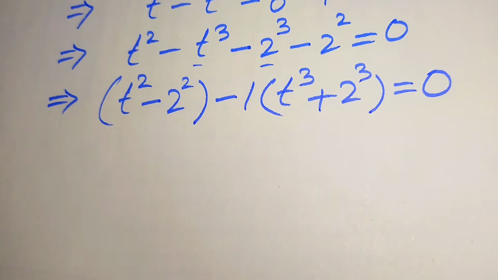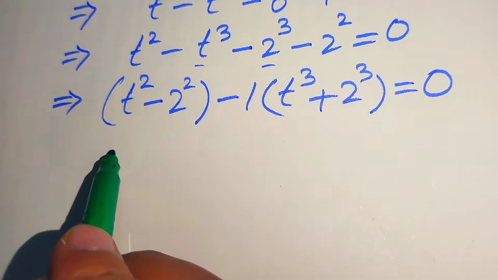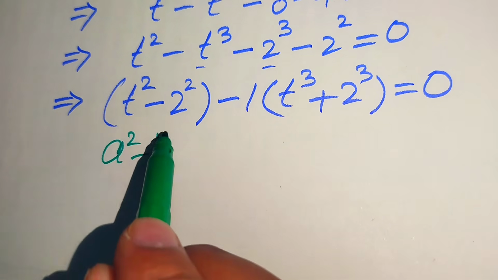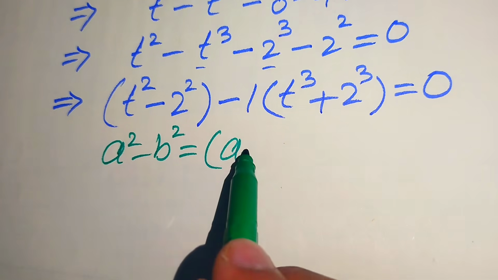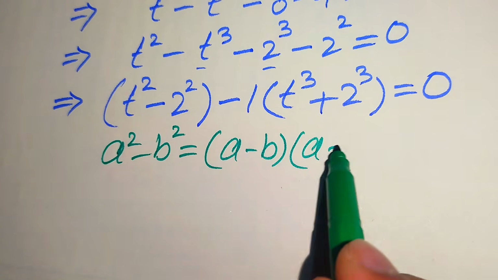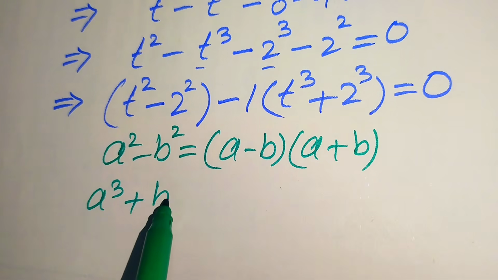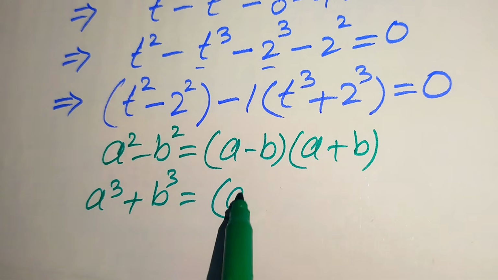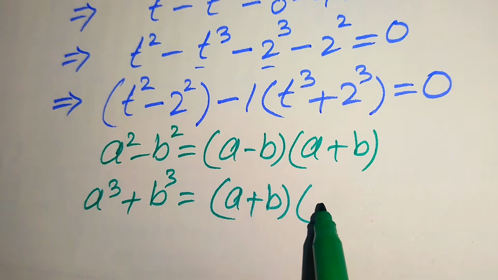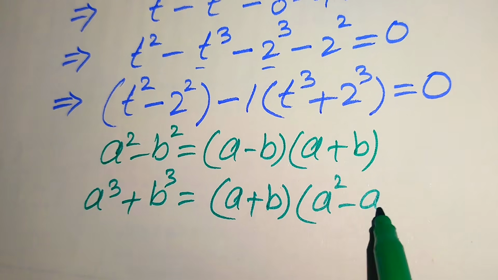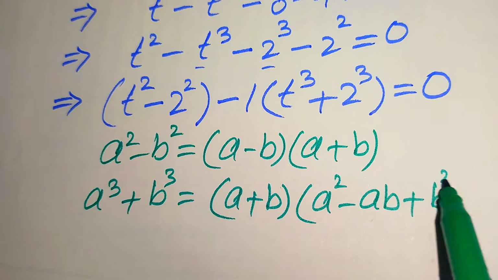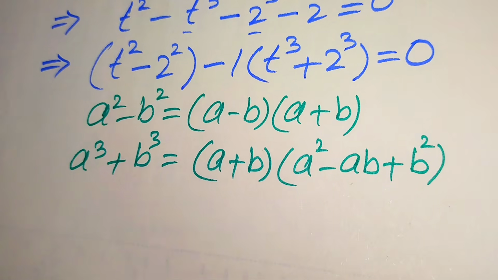And now in the next step we need to use two nice algebraic formulas. The first formula is a square minus b square is equals to a minus b times of a plus b, and the second cubic formula is a cubed plus b cubed equals to a plus b times of a square minus ab plus b square. So according to these two formulas, we expand our above equation in this form.